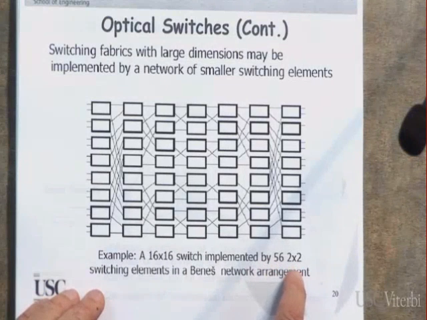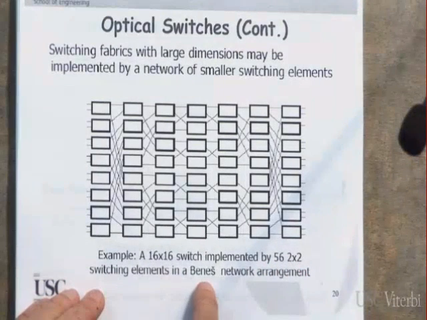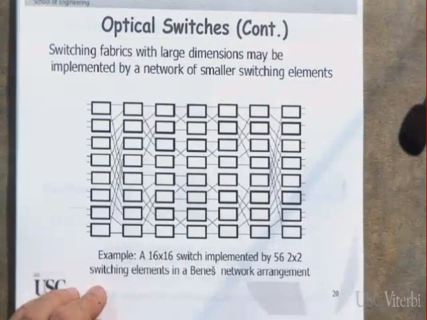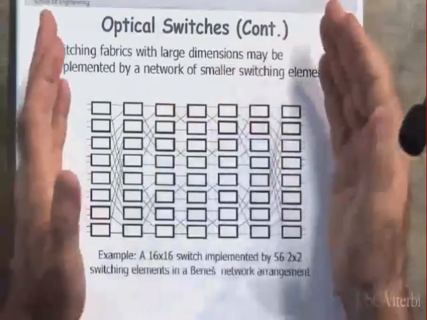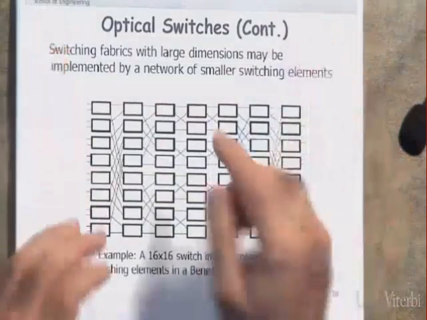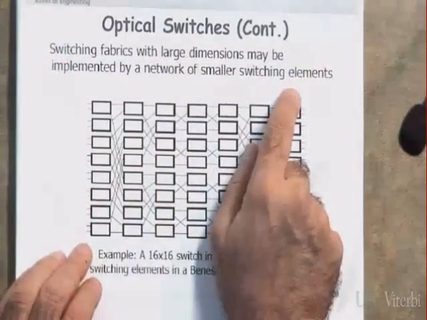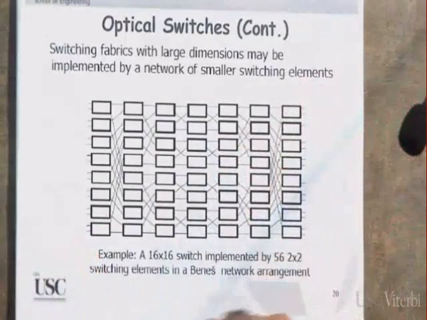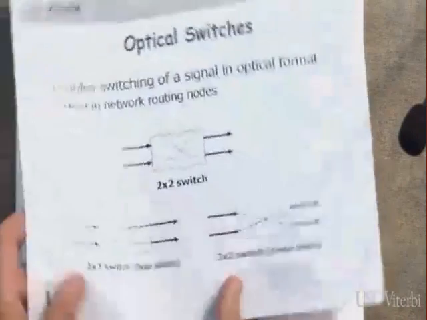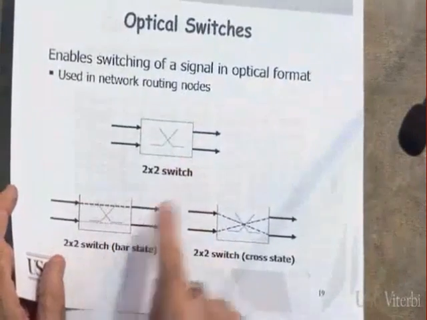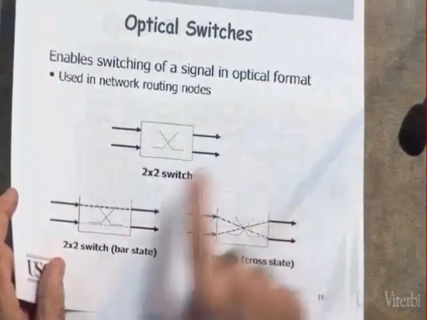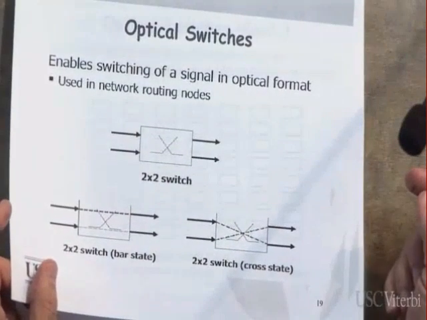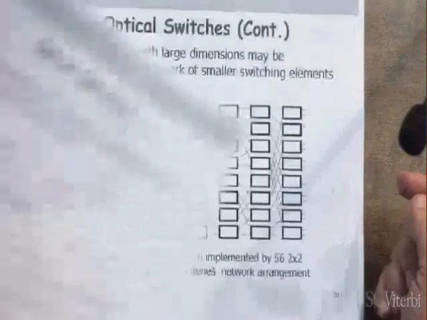Each one of them is 2x2 in a Benes network type arrangement, just like we studied earlier in the semester. But this one now is done in the optical domain. You try to build your 16x16 switches using smaller switching elements. The smallest switching element is a 2x2, which is what I showed you in here, and its state is either a bar state or a cross state. Clear? Okay, good.